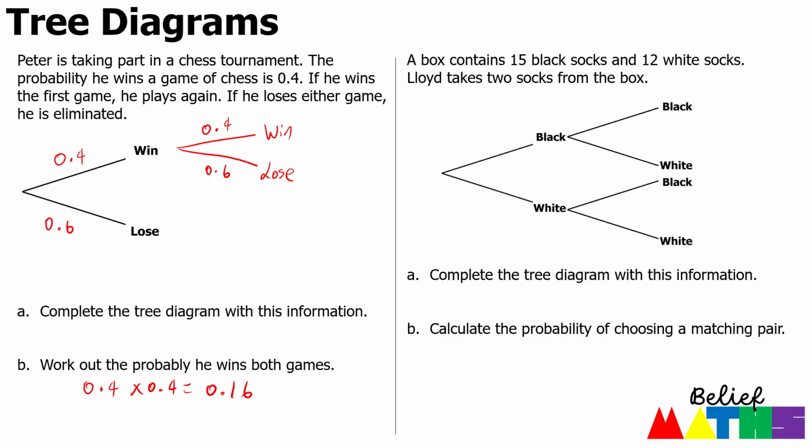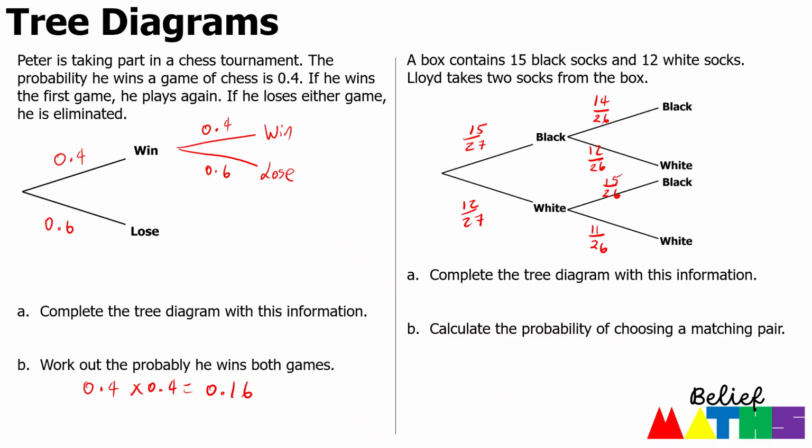The second one, we've got a box that contains 15 black socks and 12 white socks. Lloyd takes 2 socks from the box. Now when we do this, we have to take the socks one at a time. So in the first one, it's 15 out of 27 are black and 12 out of 27 are white. In the second choice, we've taken a sock out, so there's only 26 left in each of these. So my denominator changes to 26. And then if I've taken a black out, there's only 14 of those left and 12 of those left. But if I restart and take a white out, that means there's 11 white left and I'm back to 15 black.